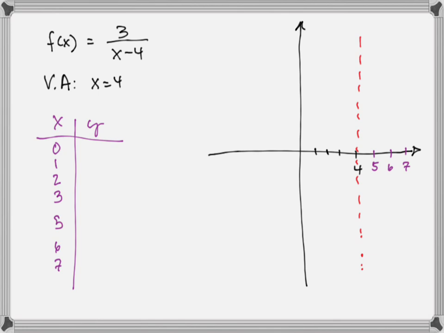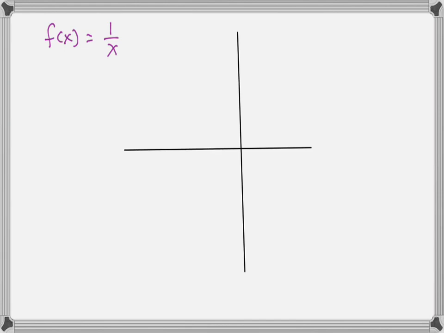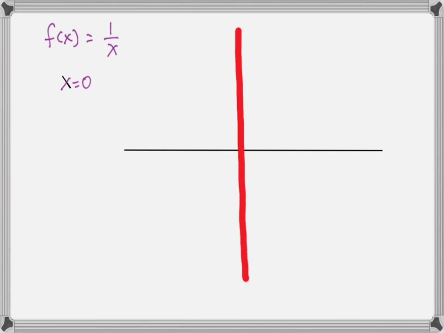Now, before we do that, real quick, the parent function is what some books call the reciprocal function, 1 over x. And 1 over x has a VA of x equals 0. X equals 0 is really this line here. That would be x equals 0. So you cannot touch x equals 0.